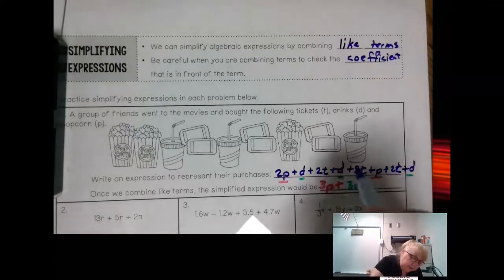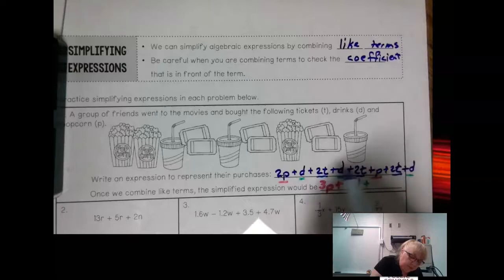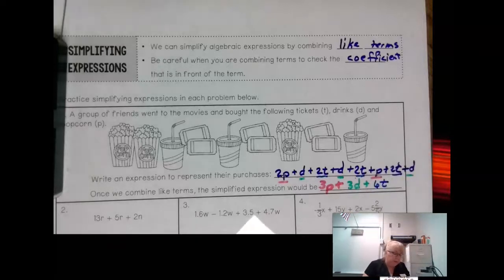And I have tickets left, so we have tickets, tickets, tickets. 2 tickets plus 2 tickets, 2 plus 2 is 4. And then we have 4 from those plus 2, so that's 6 tickets, 6t, and there's our simplified expression.